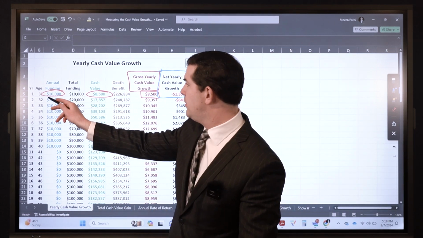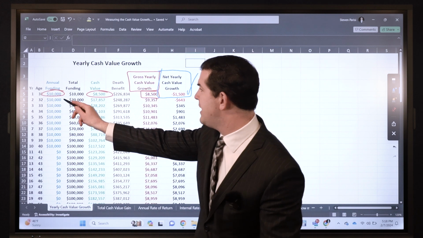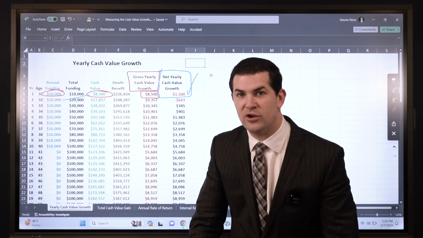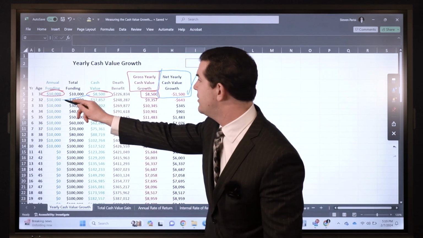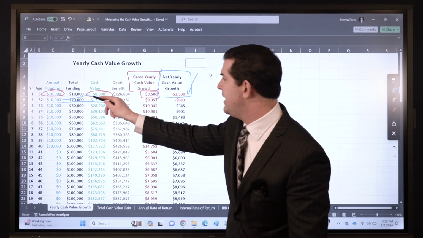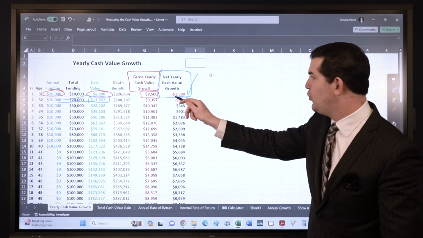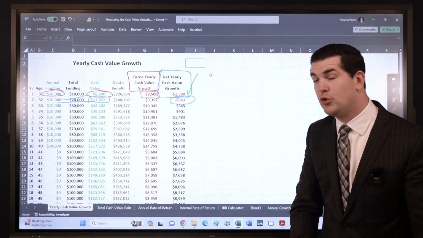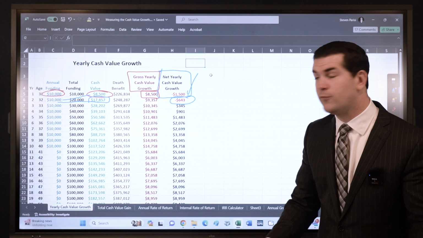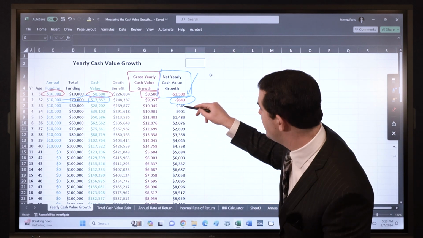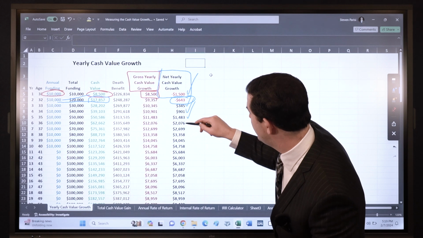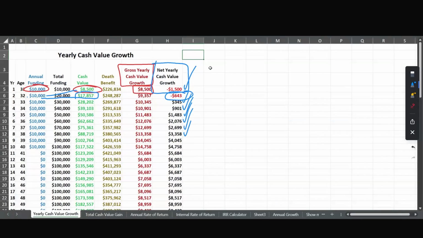The second year, you paid in $10,000. If you add $10,000 to $8,500, what would you have? $18,500. Yet, you had less than that in the second year. So you did not get the full $10,000 back. You took another hit this year of $643. Then each year thereafter, why the net yearly cash value growth is positive is because you're getting more back than what you're paying.